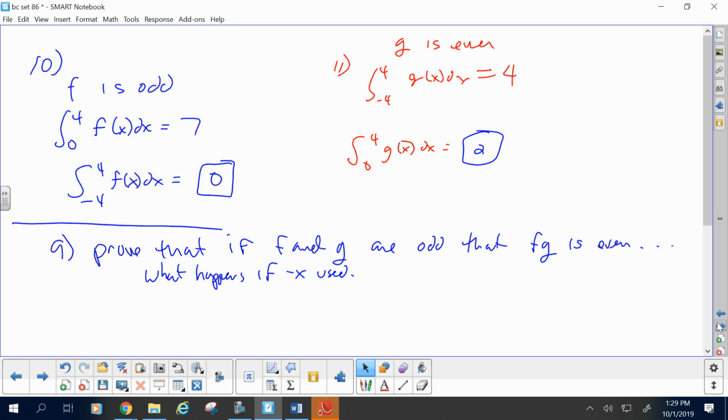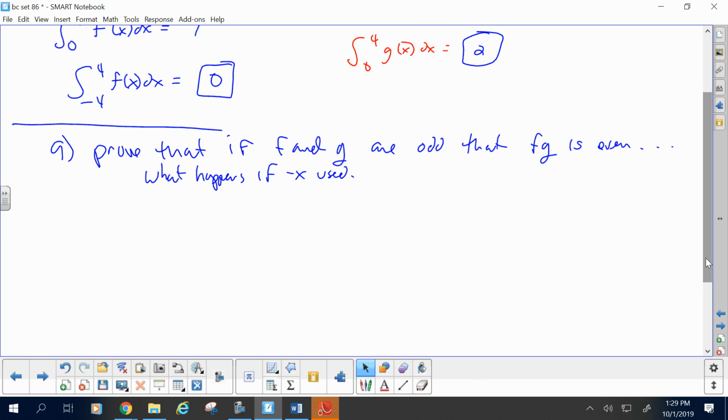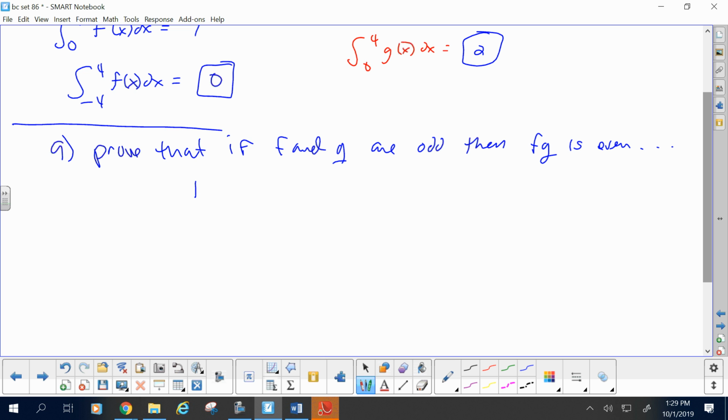9, prove that if f and g are odd, that then fg is even. This is just me starting. So how do you prove even or odd? Anytime you are asked to prove even or odd, you say what happens if you put in negative. Okay, so what happens when you put negative x into f times g? That's f times g, not f of g. That's multiplication, not composition.